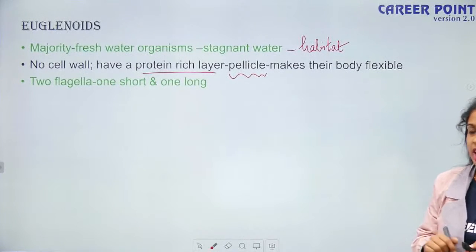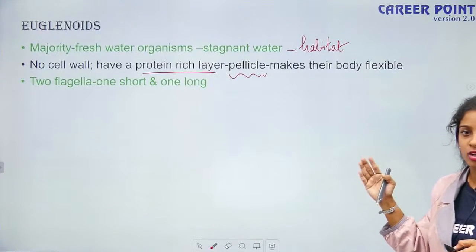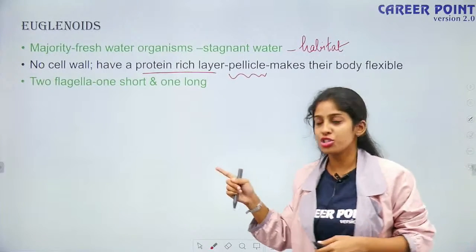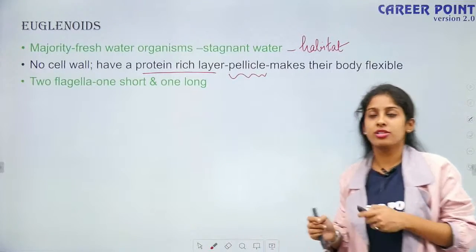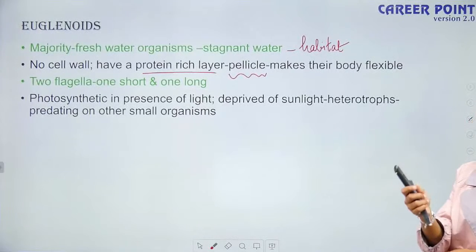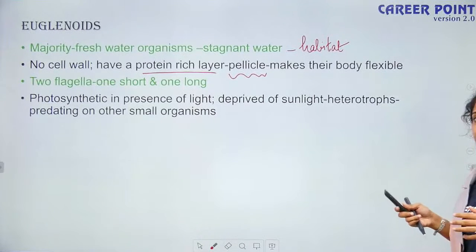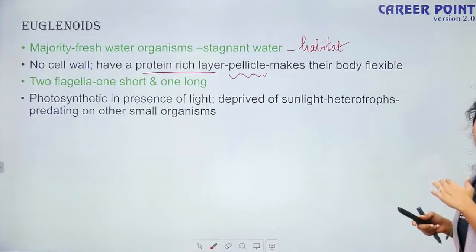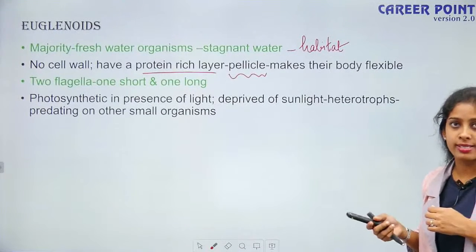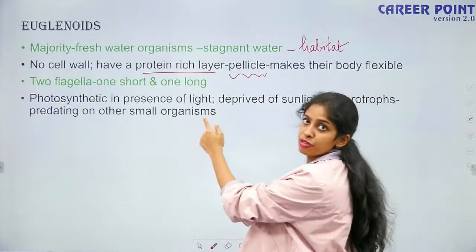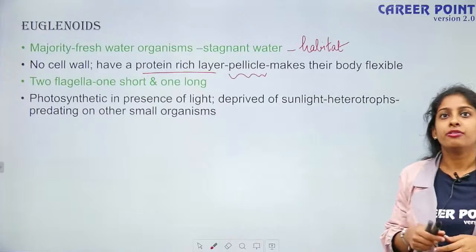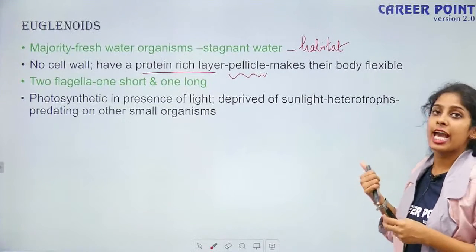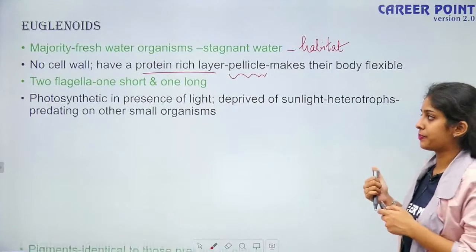Again you have two flagella, one is short and one is long. In case of your dinoflagellate, one was transverse and one was longitudinal. Here one is short and one is long, right? They are photosynthetic in the presence of light, but if they are deprived of sunlight, they do not mind, they act as predatory organisms. So they have the ability to shift between the type of nutrition. Fine, so they can be holozoic or holophytic. This is a type of mixotrophic nutrition.